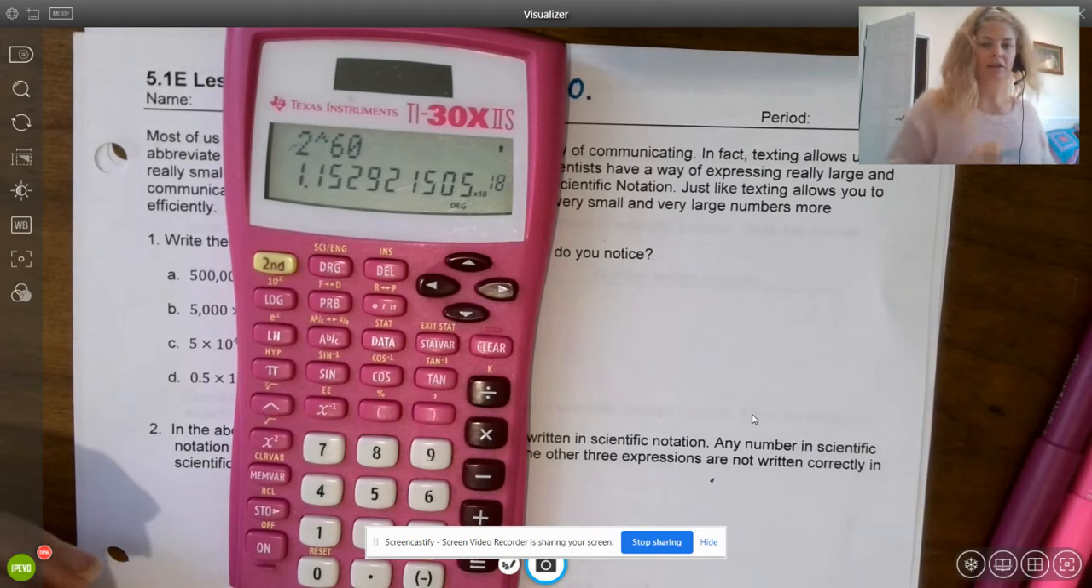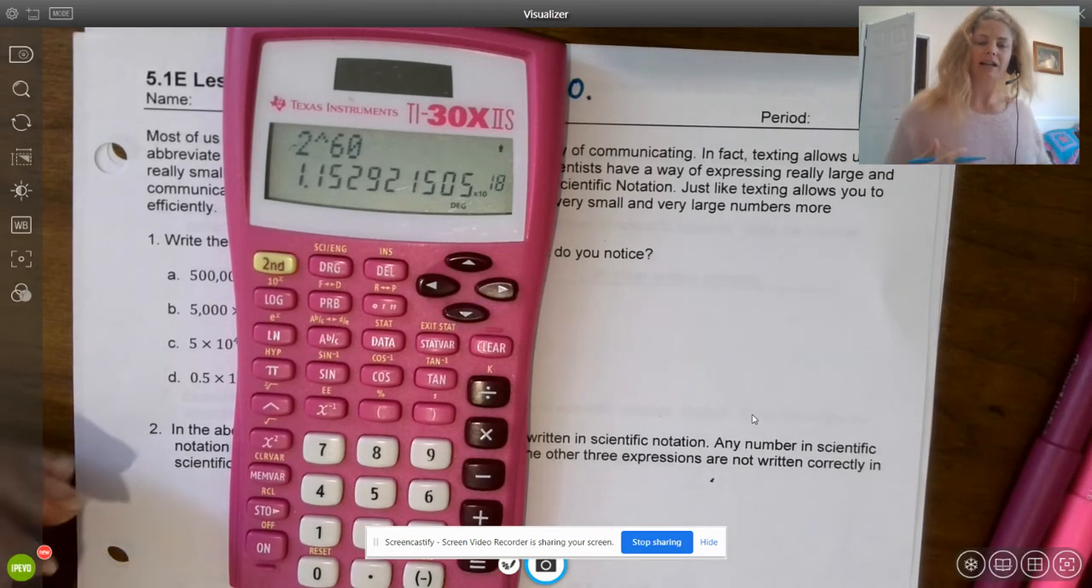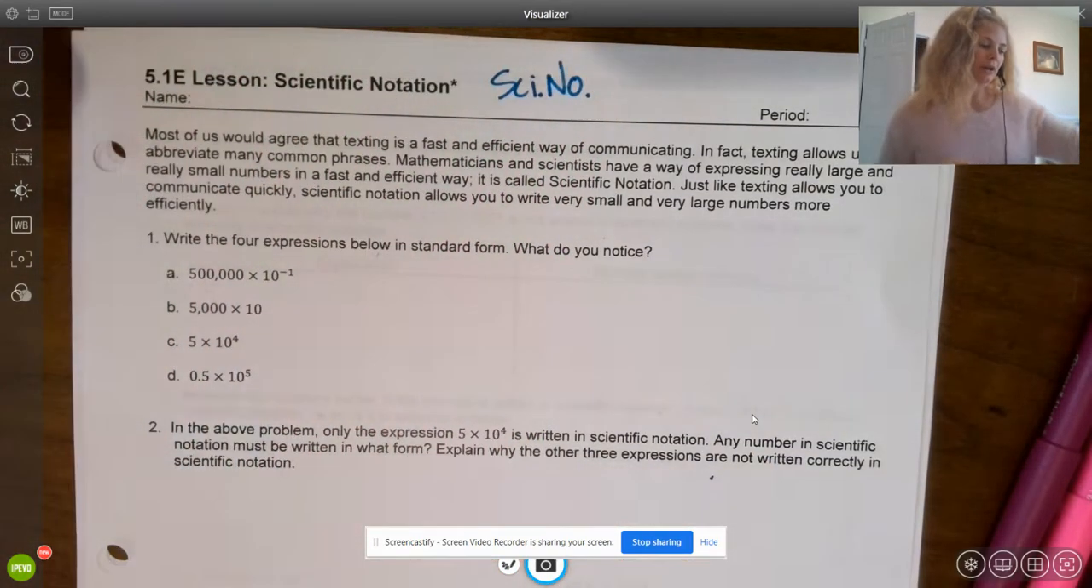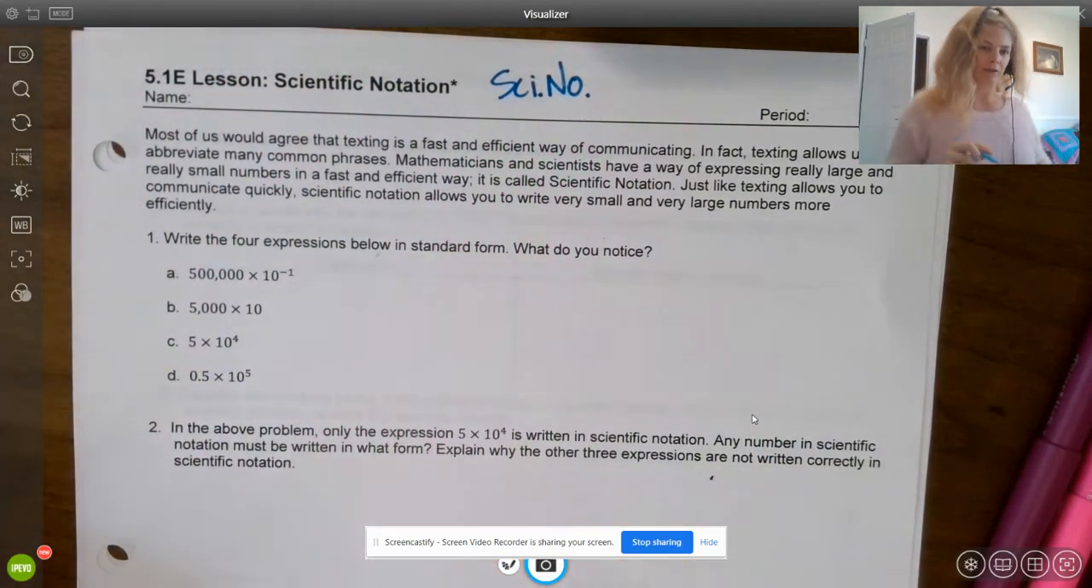Since we're base 10, scientific notation has to do with multiplying numbers by a power of 10. Notice this is times 10 to the 18th power. We're going to look a little bit more into scientific notation today.